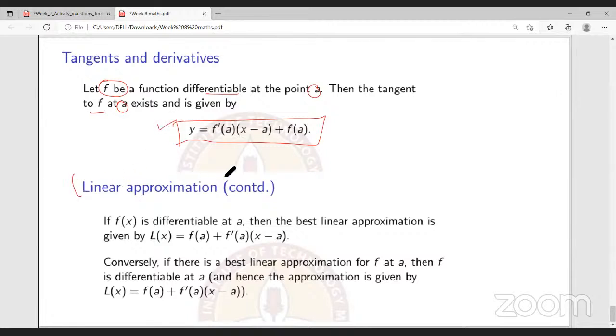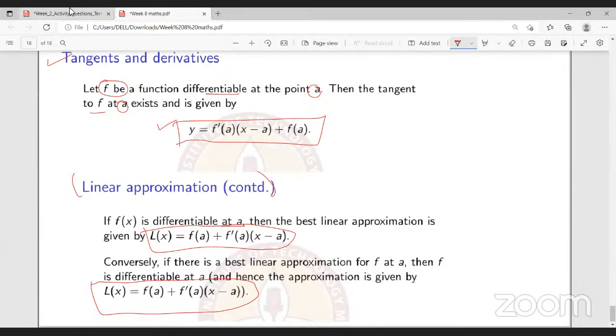Now, what is linear approximation? Same thing is there. If f of x is differentiable at a, then the best linear approximation is given by this particular function. Conversely, you can say if there is a best linear approximation for f at a, then f is differentiable at a. So the approximation is given by this. It is the same thing. So I think only these two parts are there.